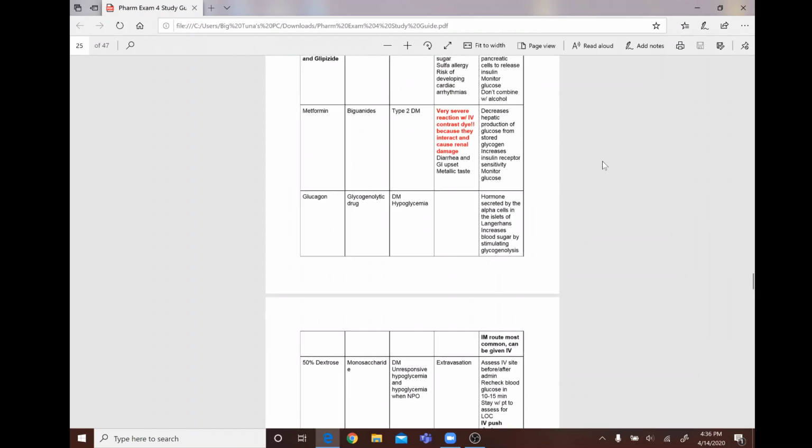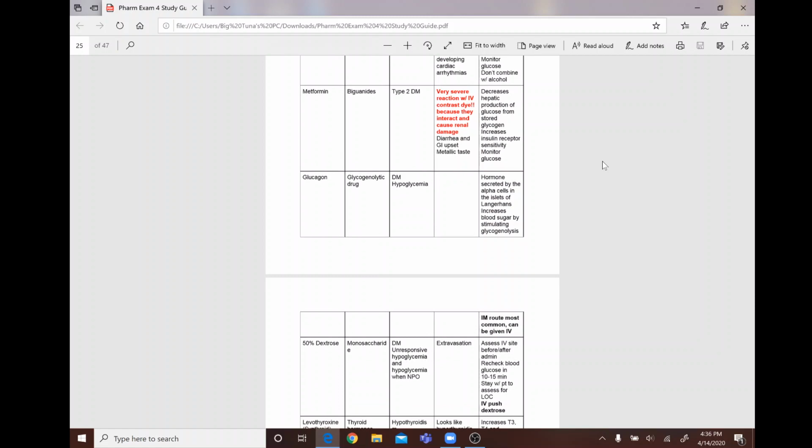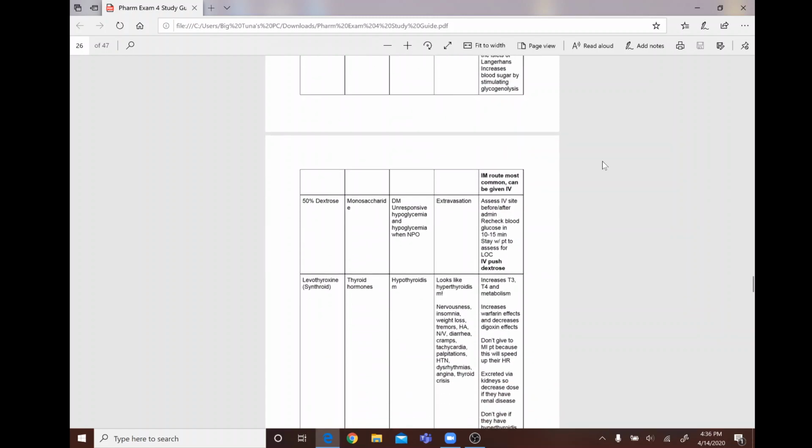Glucagon, what is that class? Glycogenolytic drug. What is glucagon used for? Diabetes and hypoglycemia. What do we know about when someone takes glucagon? It's released by alpha cells. It increases blood sugar, and IM route is most common, but you can give it IV.